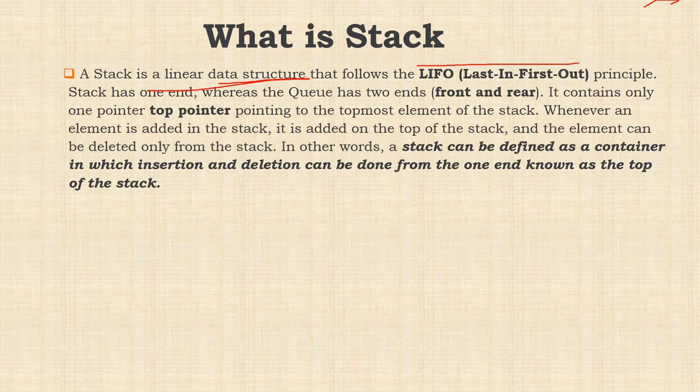Okay, so it supports the LIFO principle. A stack has one end, whereas the queue has two ends. So this is the difference between a stack and queue, you can say. So queue has two ends, front and rear, but a stack has one end which is top. Okay, so it contains only one pointer, top pointer, pointing to the topmost element of the stack. Okay, so wherever an element is added in the stack, it is added on the top of the stack.